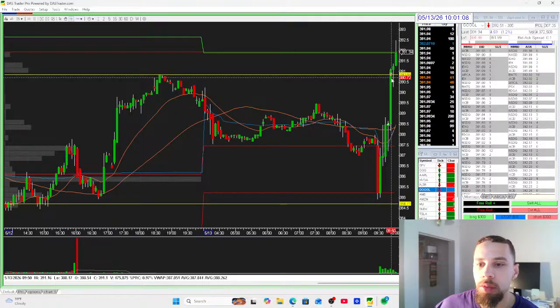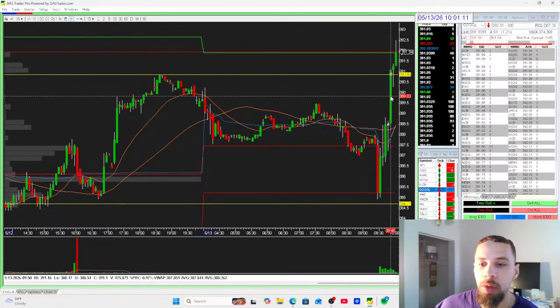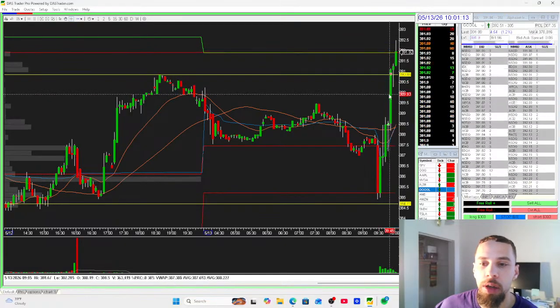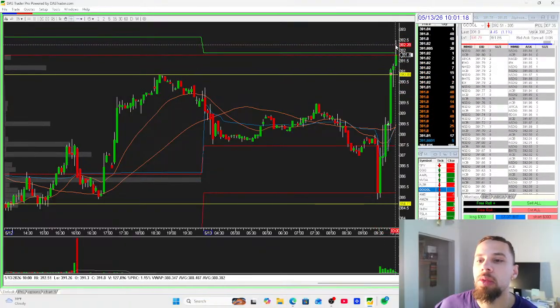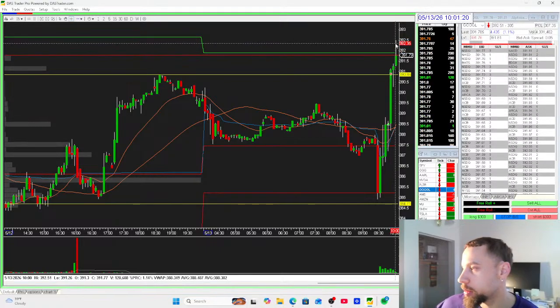Maybe like half my position. So I had 100 shares. Maybe I would have added 50 shares. I would have moved my stop to break even, probably right here. You can see it's starting to really run into some resistance up here as well.